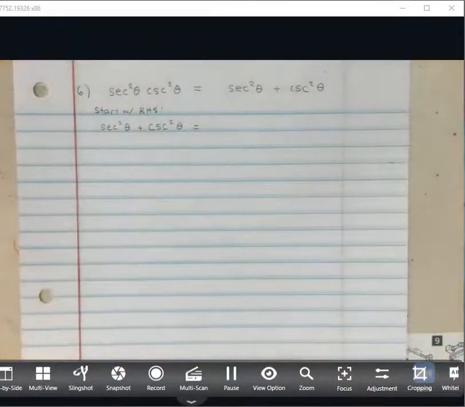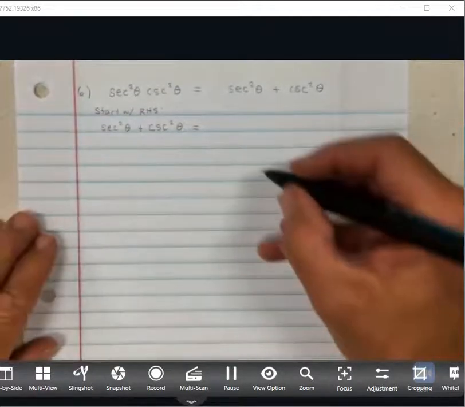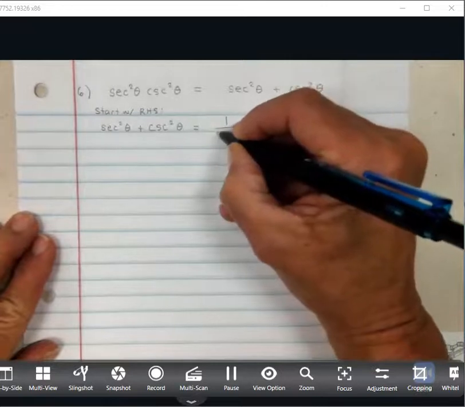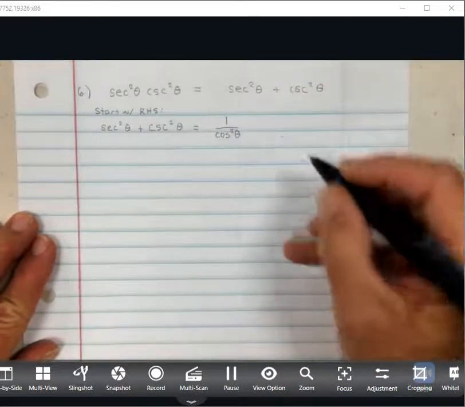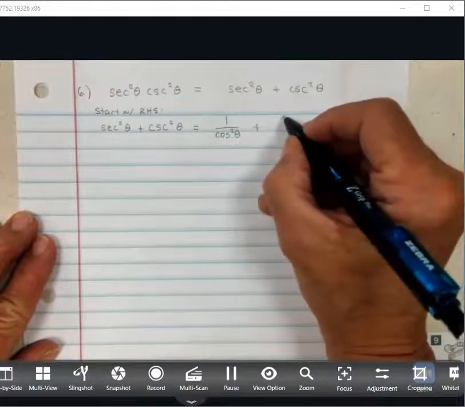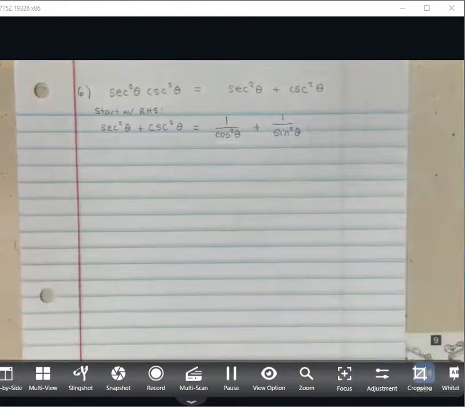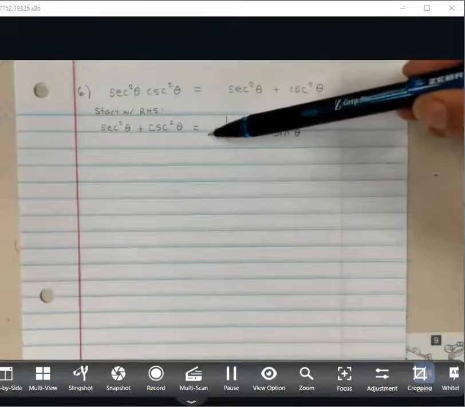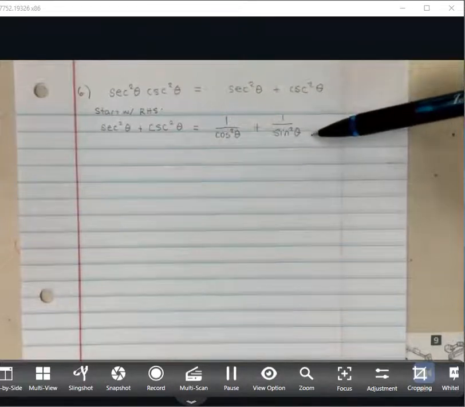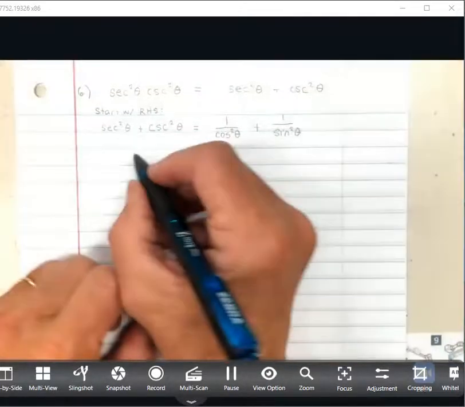So secant is 1 over which trig function? So secant squared will be 1 over cosine squared. Cosecant squared then is 1 over sine squared. Now I'm adding 2 fractions. These 2 fractions have different denominators, so I can't add them until they have a common denominator. What's the common denominator going to be? Yeah, just the product of these 2. So I've got to multiply this fraction by sine squared over sine squared, and this one by cosine squared over cosine squared. So here I'm going to get a common denominator.